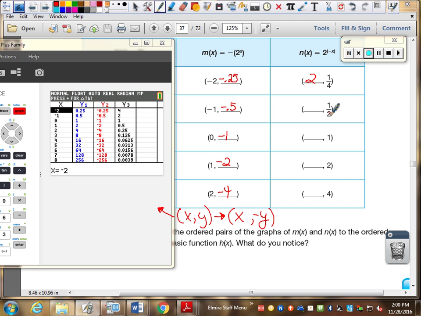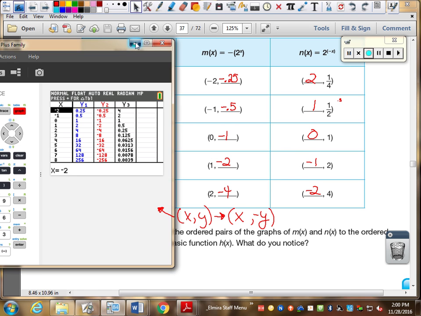This is saying 1/2, which remember is 0.5. So I will look over here. 0.5 is the y value. What's the x value? That's 1. Next, y is 1. Well, what's the x value? 0. Then y is 2, what's the x value? -1. And for 4, the x value is -2.